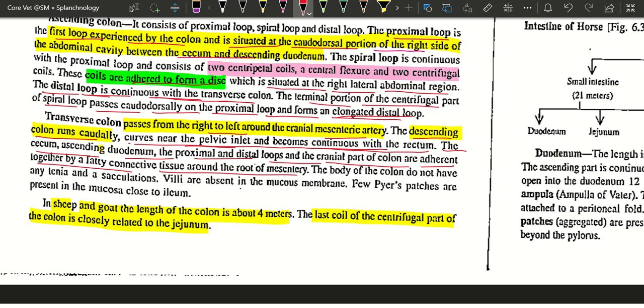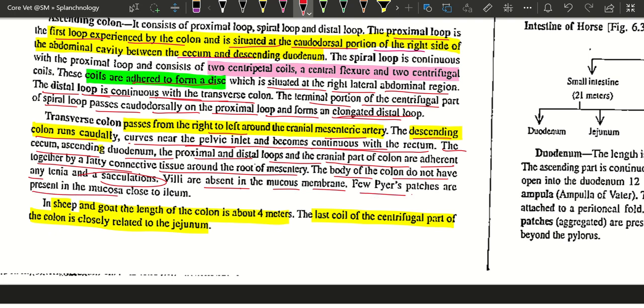Now, talking about the body of the colon, it does not have any taeniae and sacculations. There aren't any sacculations in the colon. There is no sacculation present in the colon, right? And villi are absent in the mucous membrane. You can refer to the histology for that. Okay, you can have a better look over there. And a few Peyer's patches are present in the mucosa.